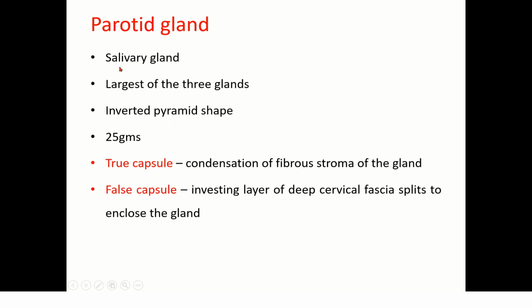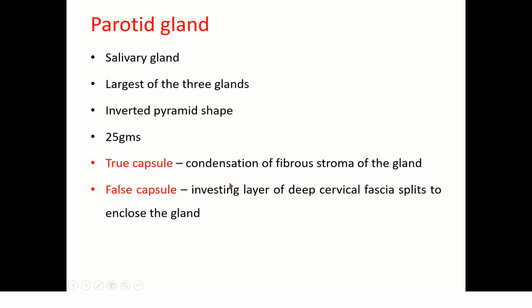Parotid gland is a salivary gland, the largest of the three glands. The three glands are parotid, submandibular and sublingual. Out of the three, parotid gland is largest. It is inverted pyramidal shaped and approximately weighs 25 grams. It is covered by two capsules.